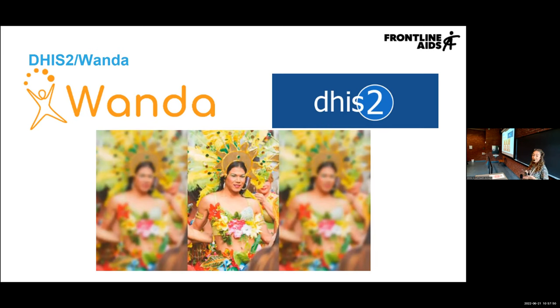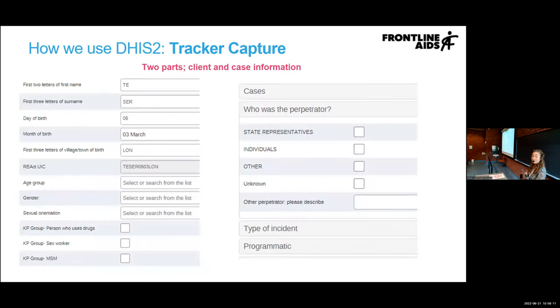Having the data in DHIS2 allows us to do relatively easy monitoring and analysis of the human rights data. We use quantitative and qualitative data. And it's to inform programming, to evidence for advocacy, to influence decision makers, and used for evidence in bids and proposals to resource human rights programs, amongst other things. This is kind of what it looks like.